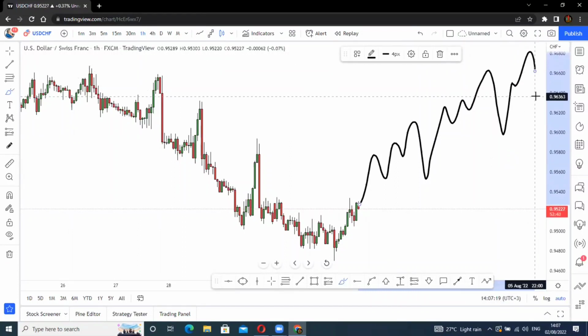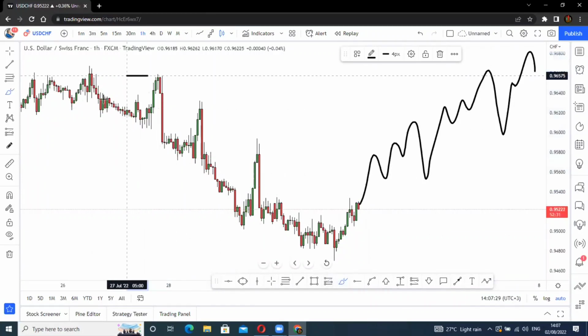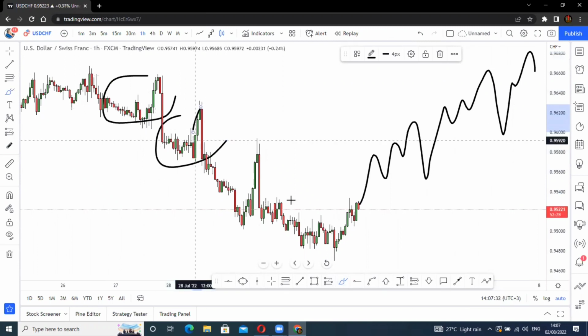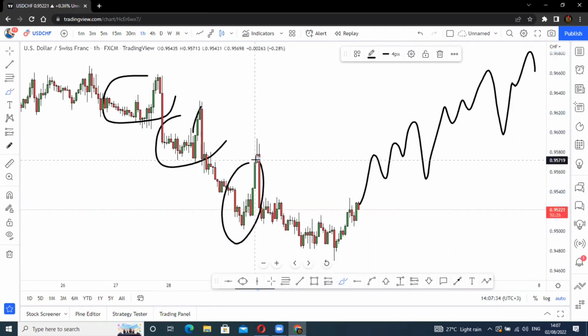So from now we are going to change from the downtrend to an uptrend, kwa sababu tayari tuna almost 3 mini market structure break. This was the first one, this was the second one, and this one also was the third one. So that's all what we have now.